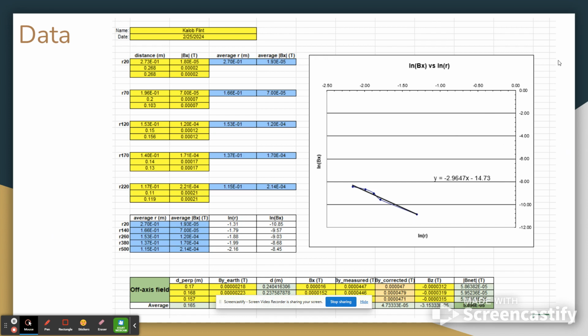So here is the data we collected in Excel. If you want, you could pause to view this a little bit closer. We have at the bottom the off-axis field and all the averages and everything calculated. And over here on the right, we show the graph of the ln Bx versus ln R line, and the y for it is found to be negative 2.9647x minus 14.73.